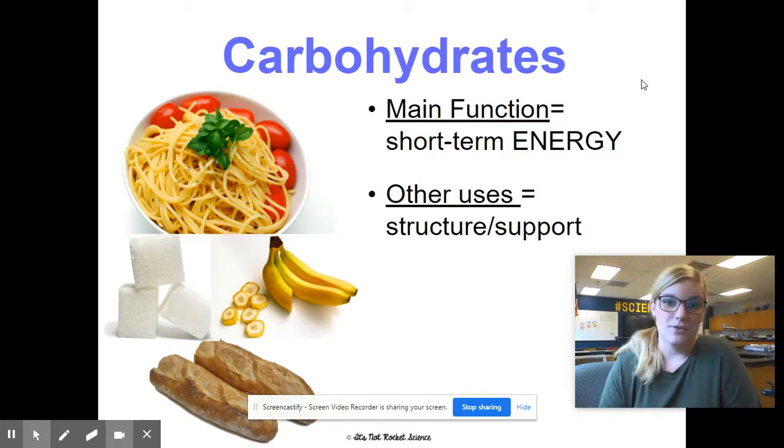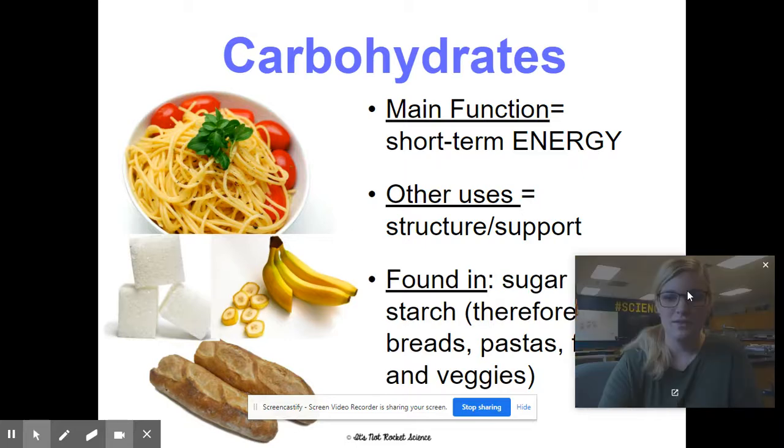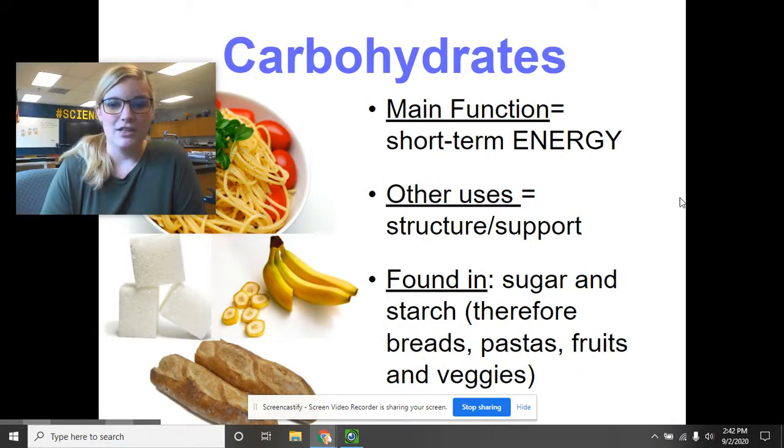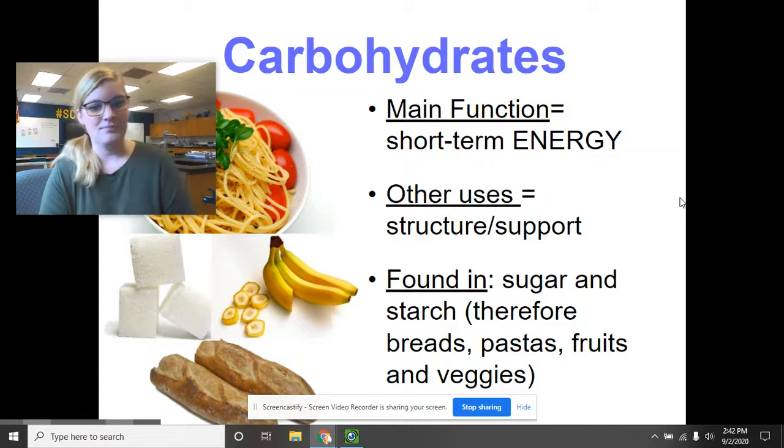Some other uses for carbs is it's used as a structure and a support in our cells. And carbs are typically found in sugar and in starch. So the pasta you see there, there's sugar cubes, bananas, and most fruit are high in natural sugars. And then there's also potatoes.